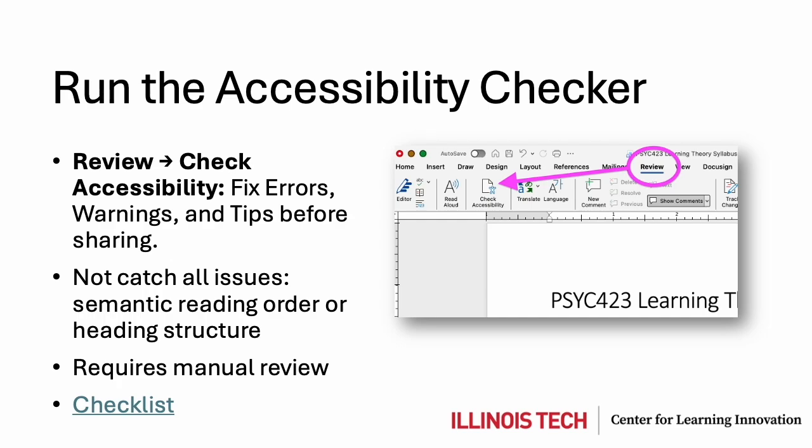It's important to remember that automated tools cannot detect every accessibility issue. For example, they may not fully evaluate the reading order, heading logic, or the clarity of your content. A manual review is an essential step in the accessibility process. Now, on our CLI digital accessibility pages, we do have a checklist, so feel free to use that also to help you when you're doing your final quality checks.